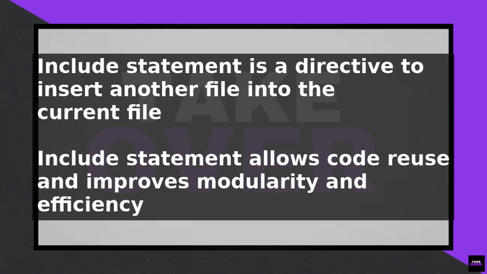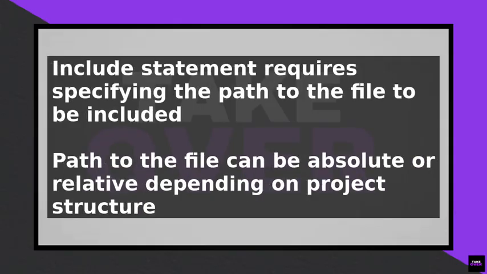To use an include statement, you need to specify the path to the file you want to include. The path can be absolute or relative, depending on your project structure. For example, if you have a file called header.php in the same directory as your current file, you can include it using the statement include header.php.